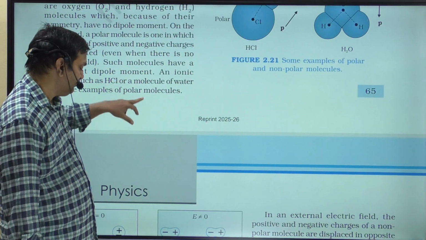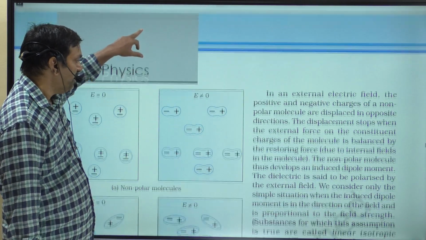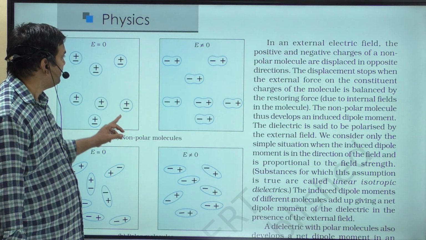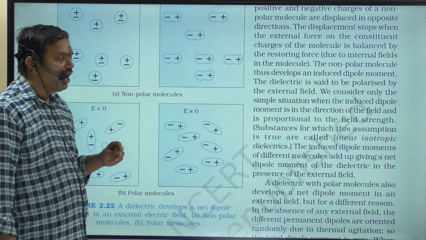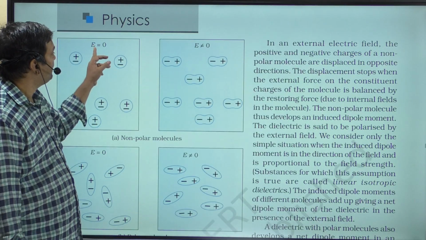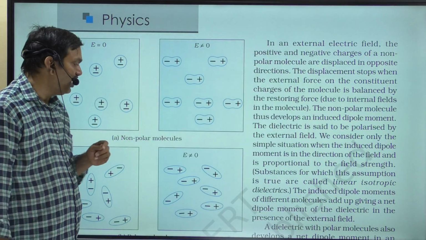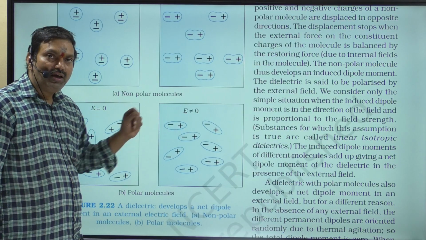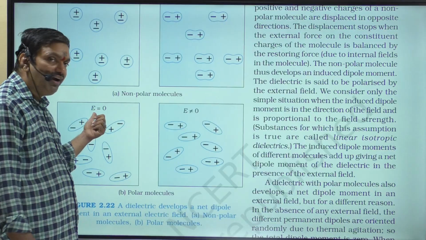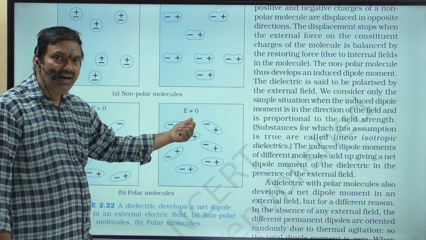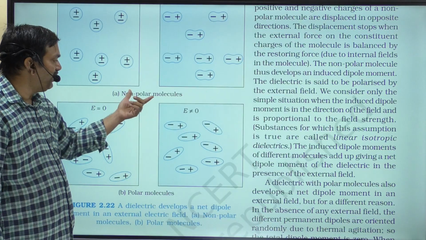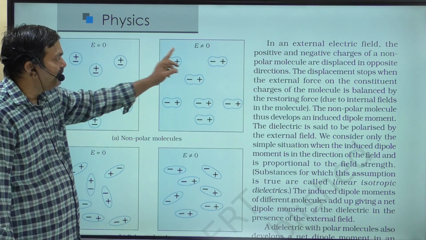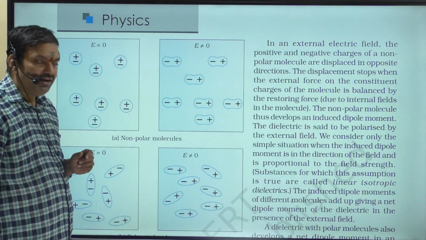Now, if that is the case, what happens? Particularly in an external field, you see here, for both polar as well as non-polar molecules, there are two cases: when the external electric field is 0 and when the external electric field is not 0. For both non-polar as well as polar molecules, for these two cases, E equal to 0 and E not equal to 0, we need to look at the scenario.